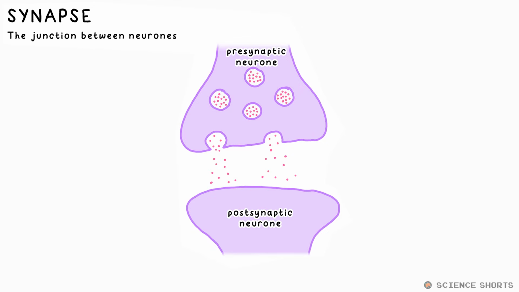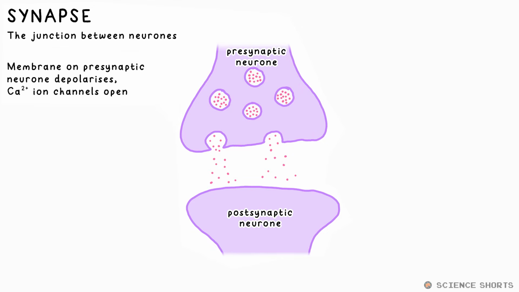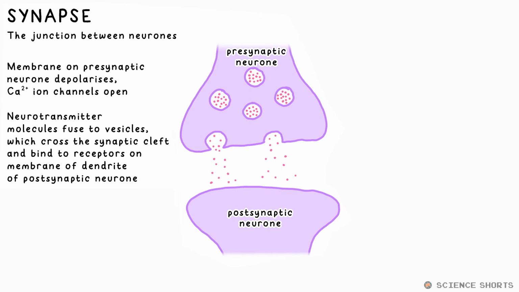The synapse is the junction between neurons. In the membrane on the first neuron, the presynaptic neuron, calcium ion channels open so they can move into it. This causes neurotransmitter molecules to fuse with synaptic vesicles, which cross the gap, the synaptic cleft, and the neurotransmitter binds to receptors on the membrane of the dendrite on the postsynaptic neuron, causing sodium ion channels to open so they move into the neuron, and we've already covered what happens after that, along the axon.